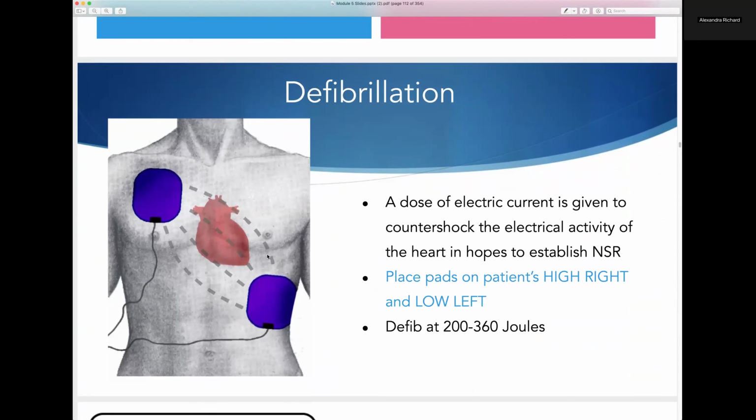So defibrillation, a dose of electric current is given to countershock the electrical activity of the heart in hopes of establishing normal sinus rhythm. You place the pads on the high right, low left. Memorize that for NCLEX. High right, low left. You defibrillate 200 to 360 joules.